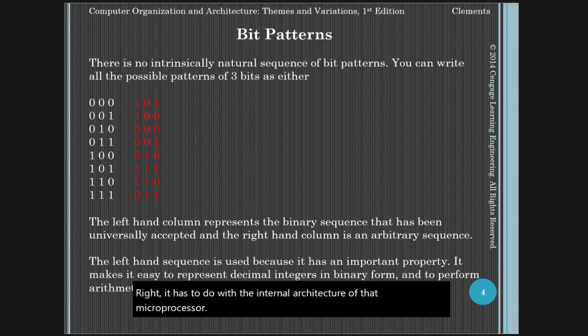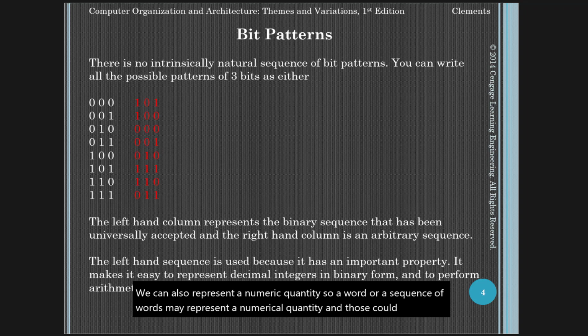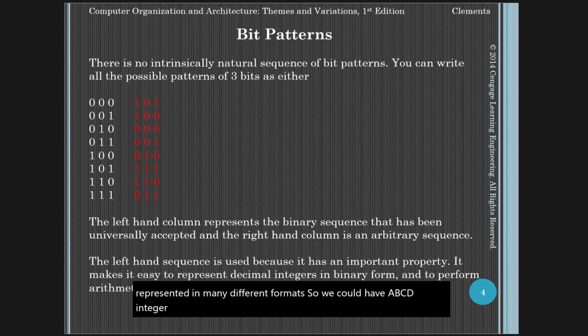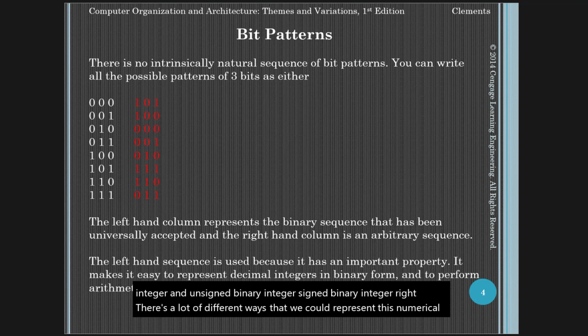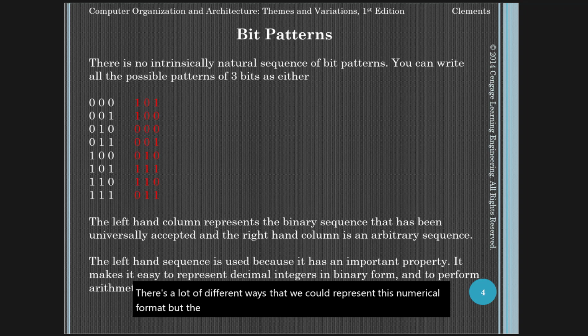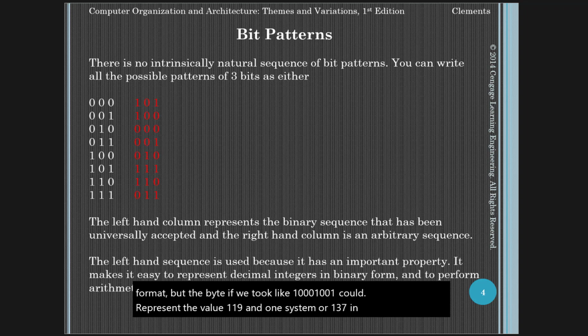We can also represent a numeric quantity. So a word or a sequence of words may represent a numerical quantity, and those could be represented in many different formats. So we could have a BCD integer, an unsigned binary integer, a signed binary integer, right? There's a lot of different ways that we could represent this numerical format, but the byte, if we took like 10001001, could represent the value like 119 in one system, or 137 in another system, or 89 in another system.